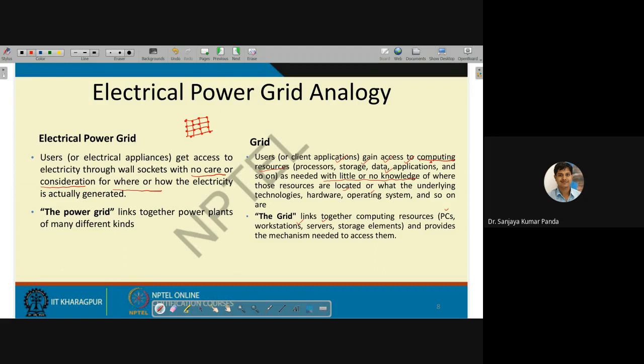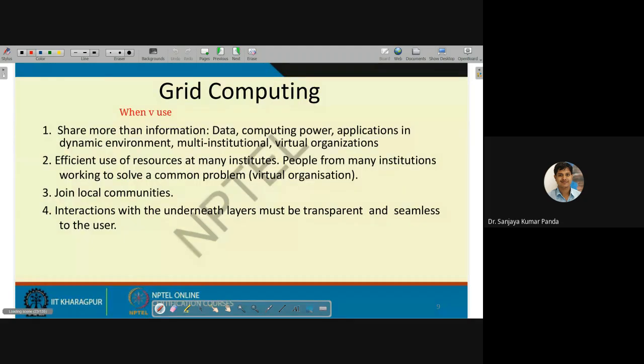Now, let us see when to use grid computing. At what point of time do you need the help of grid computing? Already we discussed the weather forecasting project where you require large computation power. There you can use grid computing. Like during COVID time also, many people wanted to develop vaccines, right? In order to develop vaccines, large computation power is also required. So they can also use the grid, right?